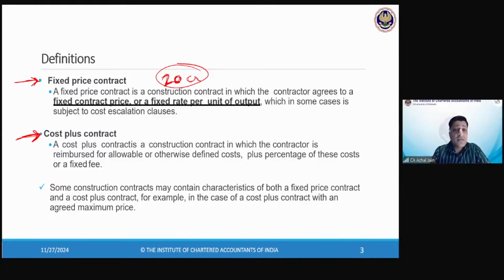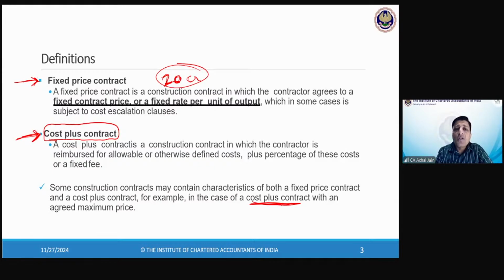As against this, there could be another type of contract in which the nature is slightly different. Now, what is going to be the understanding in a cost plus contract? It says whatever cost the contractor will incur, on that cost the contractor will build a markup. So, cost plus contract.